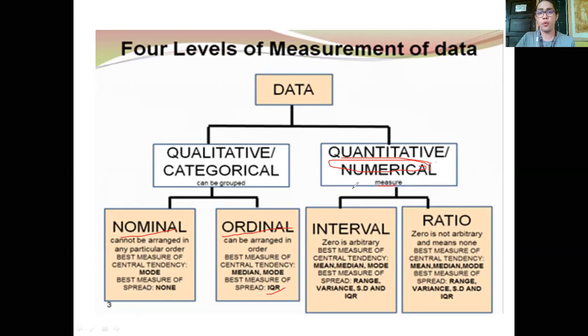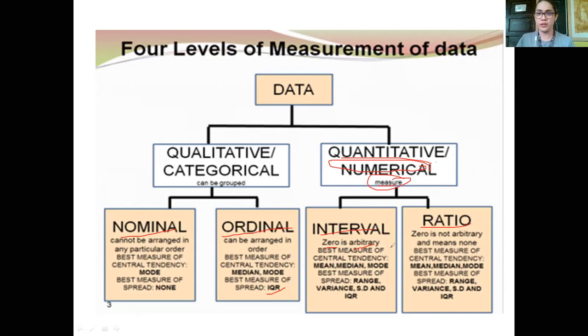Under the quantitative or numerical data scale, as I have said, it can be measured. So we have the interval and the ratio. For the interval, zero is arbitrary. So for the best measure of central tendency under interval, we have the mean, median, and mode. And of course, for the best measure of spread under interval, we have the range, variance, standard deviation, and IQR or the interquartile range.